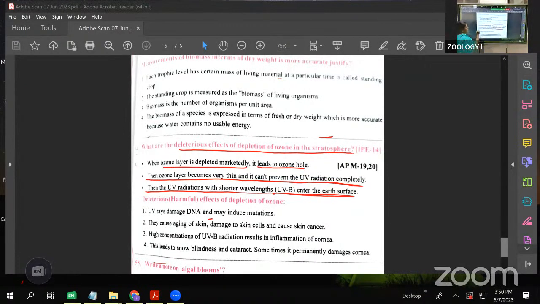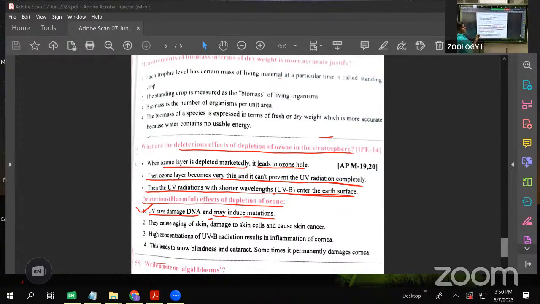Next, what are the harmful effects of ozone depletion? The UV rays damage the DNA structure. The genetic material is in DNA. If the DNA structure is damaged, automatically it causes mutations. Mutations means sudden, random changes occur, that we call mutations. Here, UV rays damage the DNA and may induce mutations.